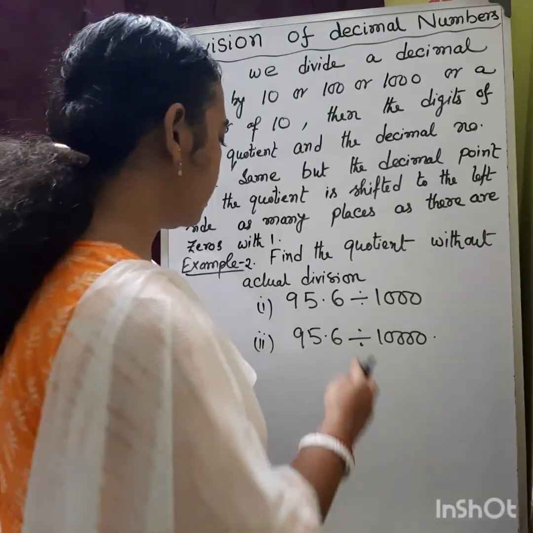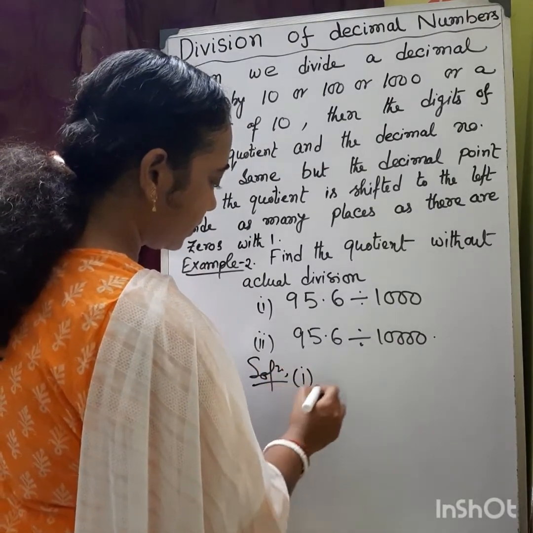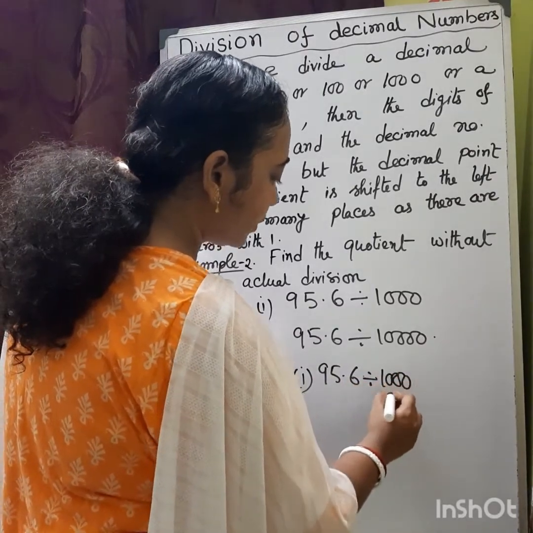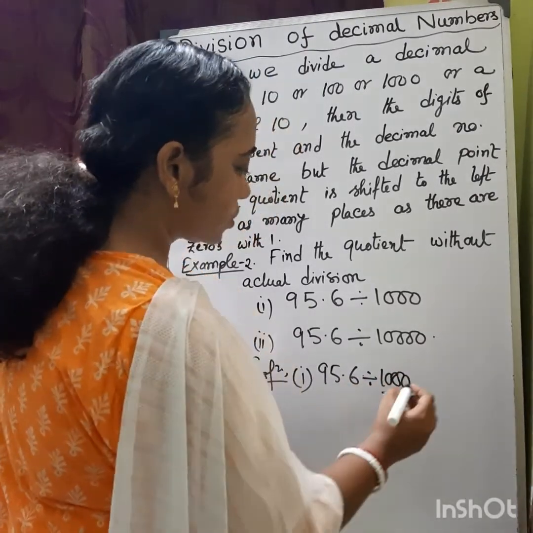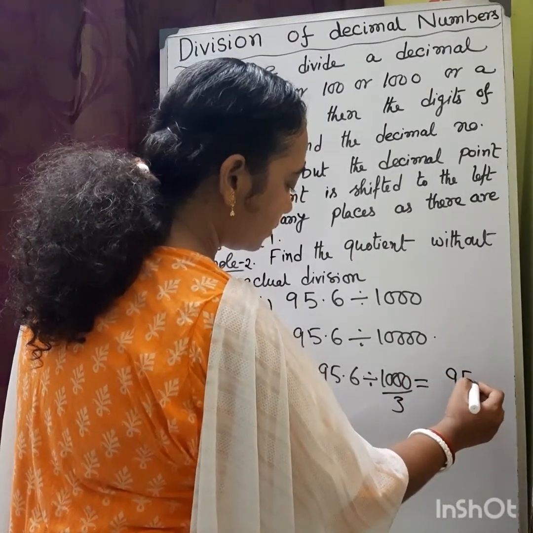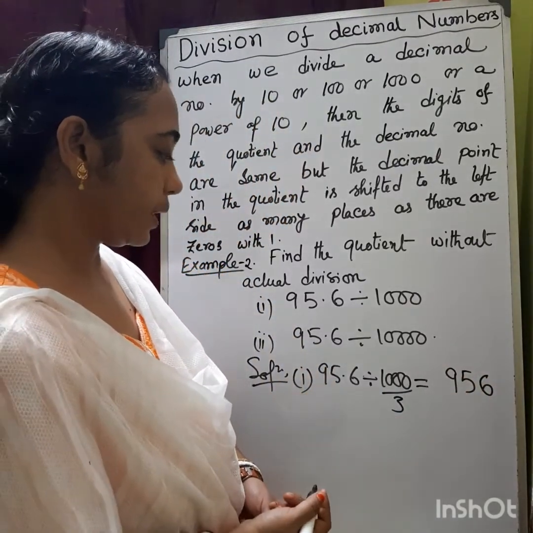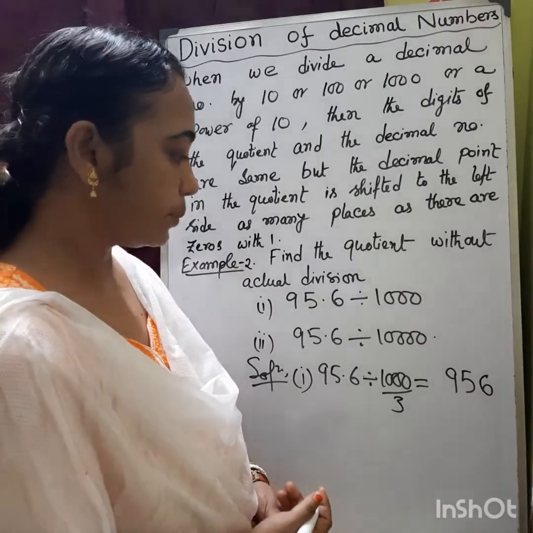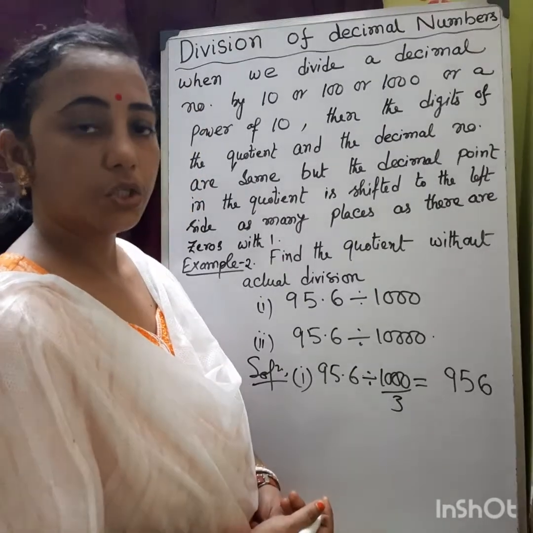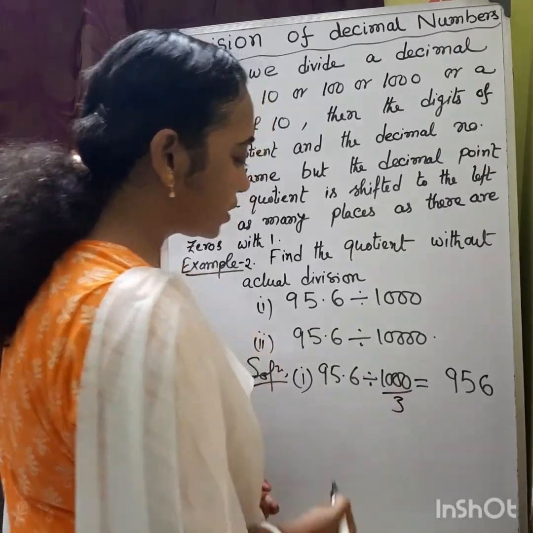So for the first question, we will write the answer first, that is 95.6 divided by 1000. How many zeros are there? Total 3. So we will write the quotient: first we put the same digits as in the decimal number, so 956. Now we move the decimal point to the left side. How many places? 3 places, because there are 3 zeros after 1.